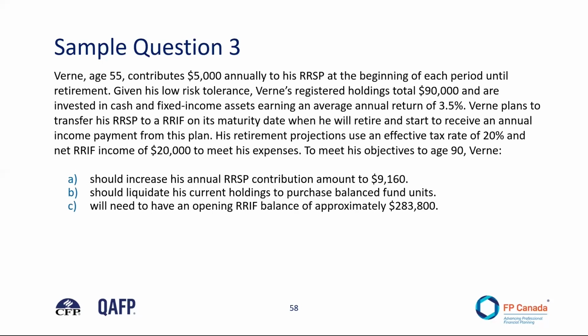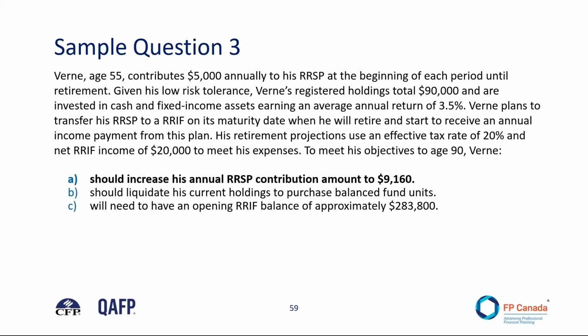This question demonstrates competency 2.221, considers potential retirement income strategies, which is a retirement planning task and an analysis function. The correct response for this question is option A. Based on the calculations, he will need to increase his annual RSP contribution amount to meet his RIF income objective.